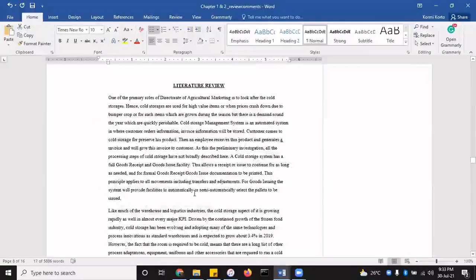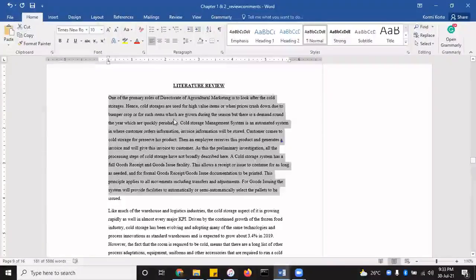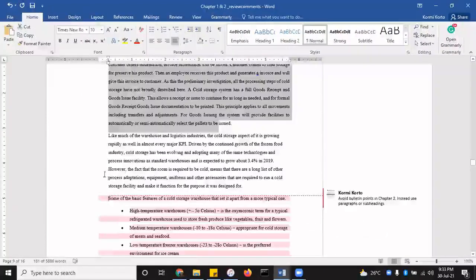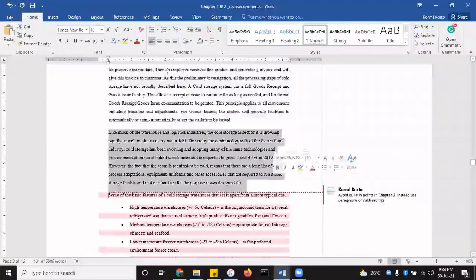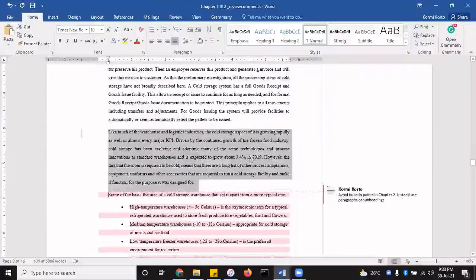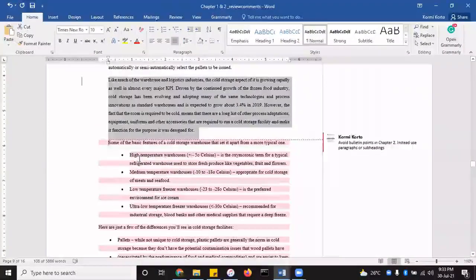Anyway, moving on the same way. See, this is not properly formatted. Guys, justify the document. Like I said, avoid bulleted points as much as possible.